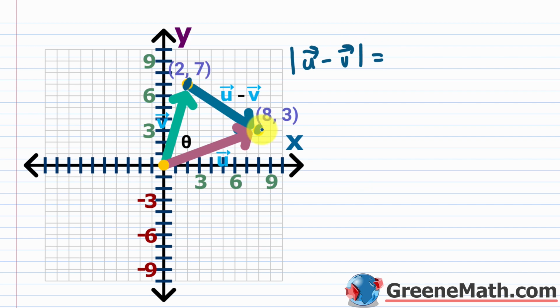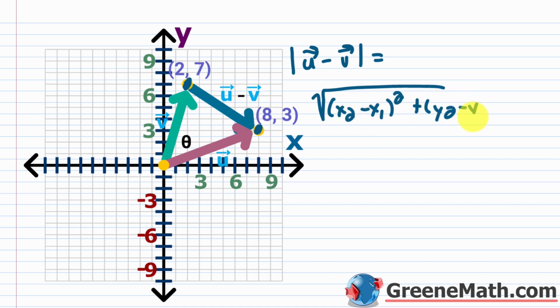Well, we can just use the regular distance formula because this point is (2, 7) and this point is (8, 3). This is the initial, this is the terminal. So we can say this is the square root of your x sub 2 minus your x sub 1 quantity squared plus your y sub 2 minus your y sub 1 quantity squared. In this case, let's just say this is point 2 and this is point 1. Again, you can reverse it, it won't matter.